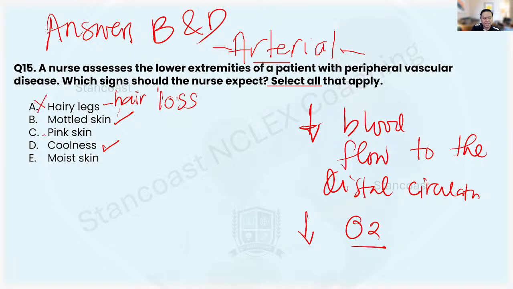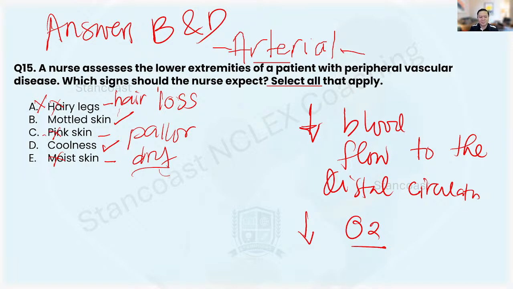Pink skin. Pink skin signifies that there is enough circulation, right? Instead, what you're going to see in the PAD is pallor, right? And then the skin is not moist. It will become dry. Okay? Not moist, not pink, not hairy. Okay? So we are left with the correct answers, mottled skin.